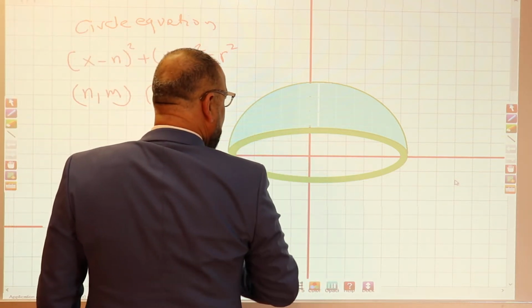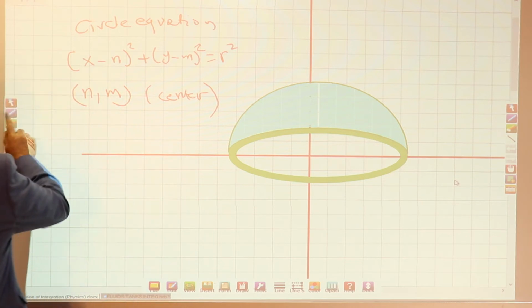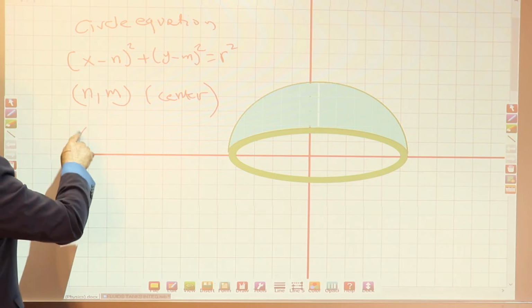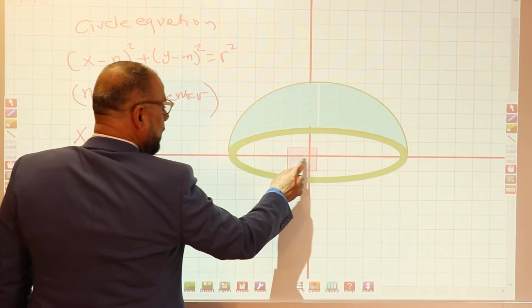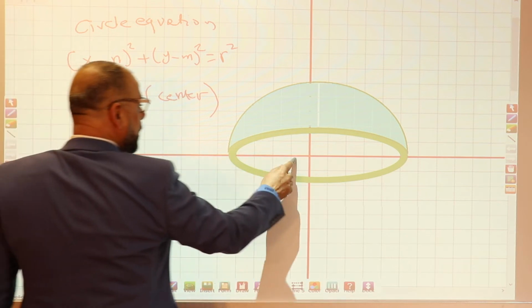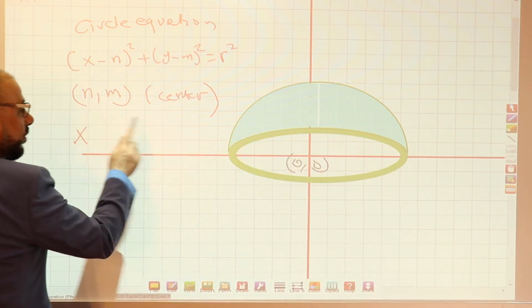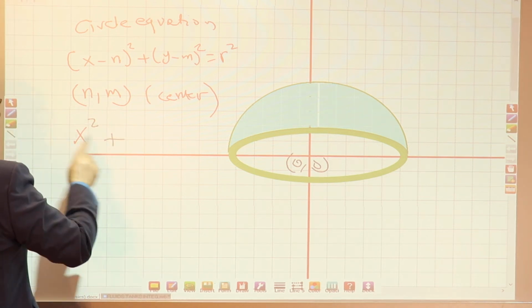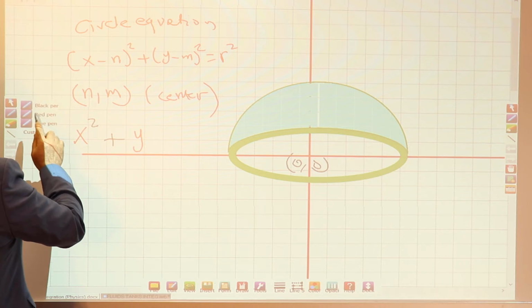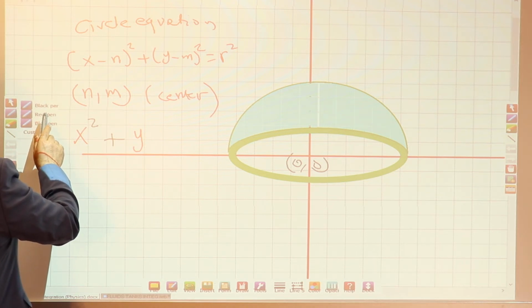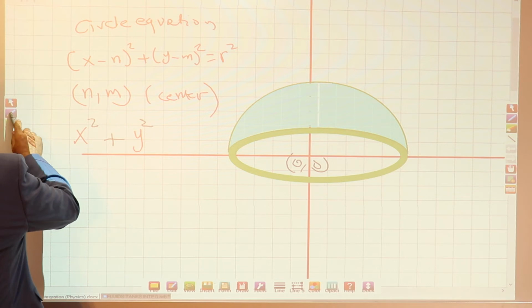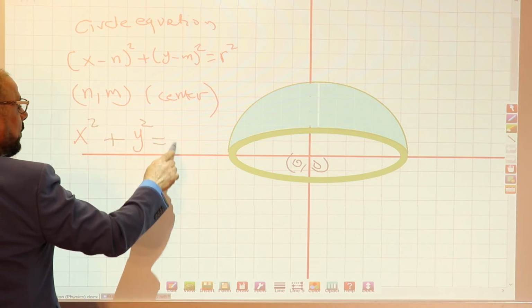Then the equation for this: the center is 0, 0, right? x minus 0 is x squared, plus y squared equals r squared. Good.